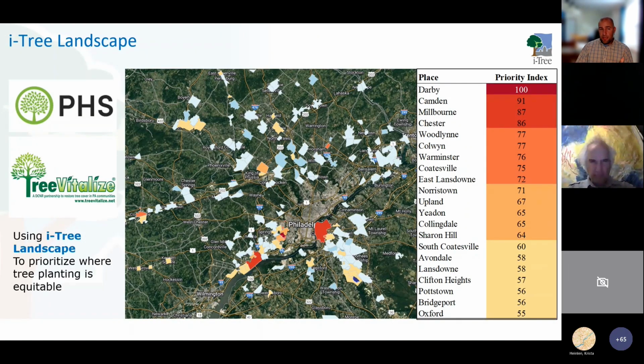iTree landscape, Krista mentioned some of this, but this is an example again from our friends with the Pennsylvania Horticulture Society. They get money from the state, so straight state grants in Pennsylvania are called Tree Vitalize grants.